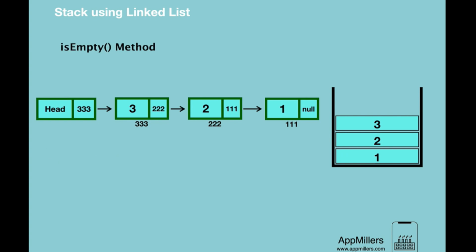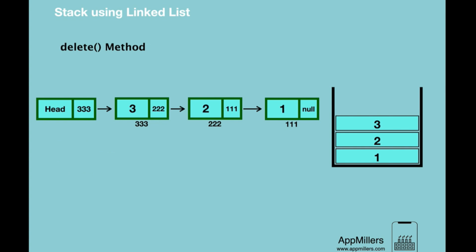Then the next method is the isEmpty method. So we know that this method checks if the stack is empty or not. So how do we do this in case of a linked list? We know that in case of a linked list, if head points to none, it means that this linked list is empty. So this method will be like this. If the head reference is none, it will return true, otherwise it will return false. Because if the head reference points to none, it means that we don't have any elements in the linked list.